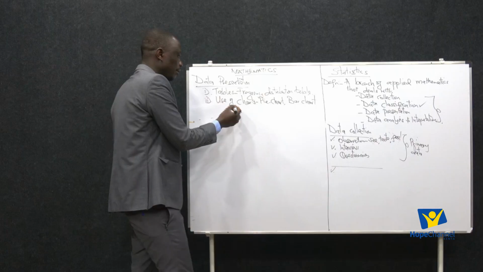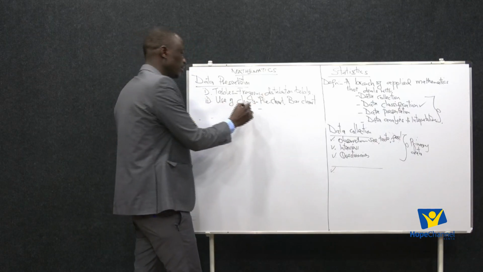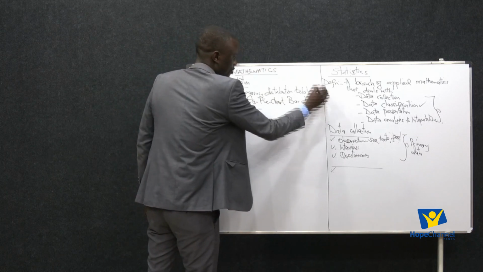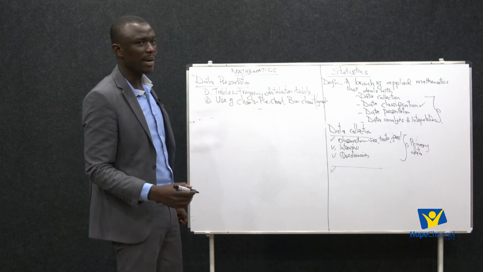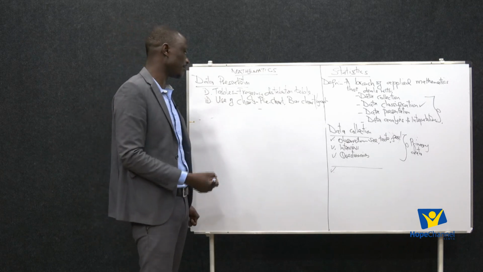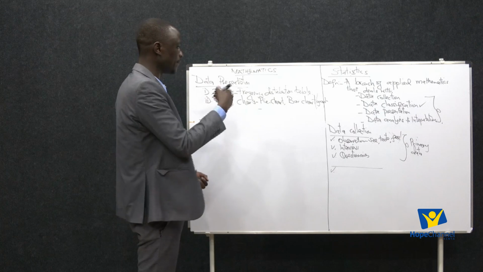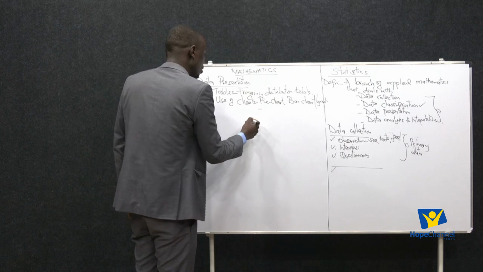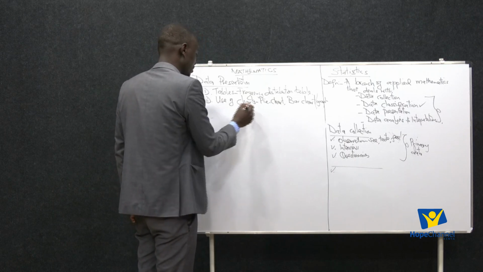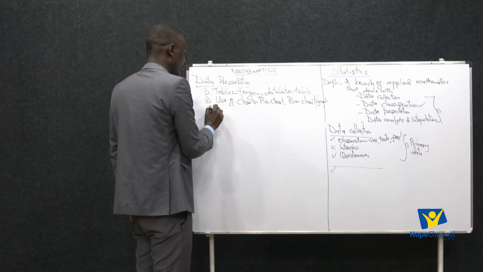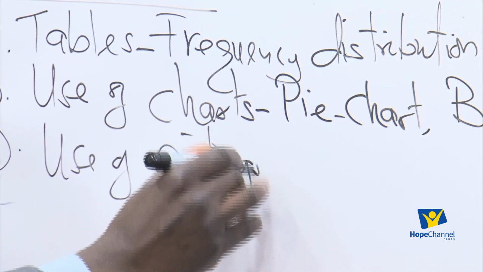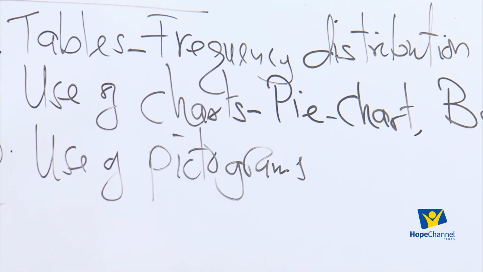Remember, by the way, a bar chart is also known as a bar graph. Somebody will be asking, what is the difference between a bar chart and a bar graph? That's okay. Then we also have the use of pictograms. Pictograms comes from the word picture.